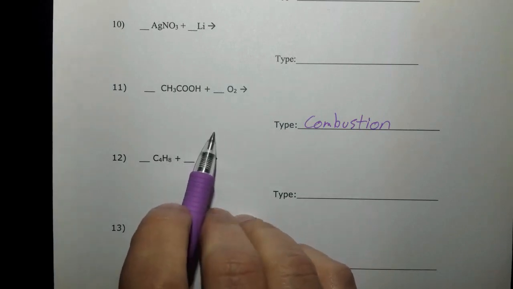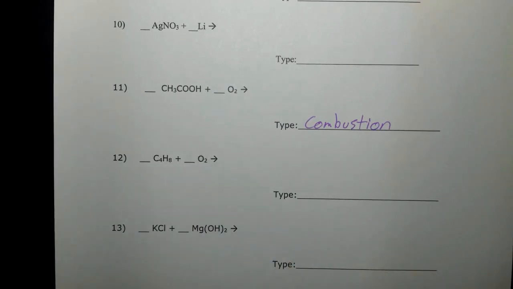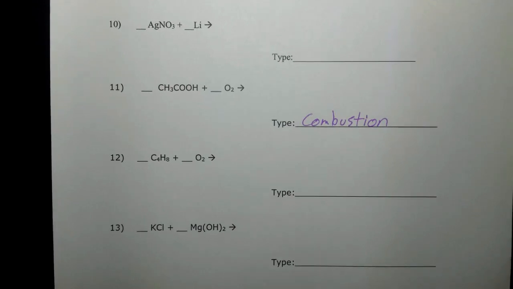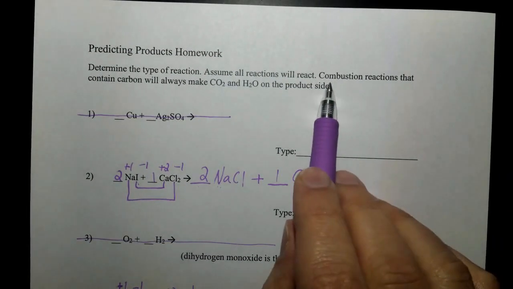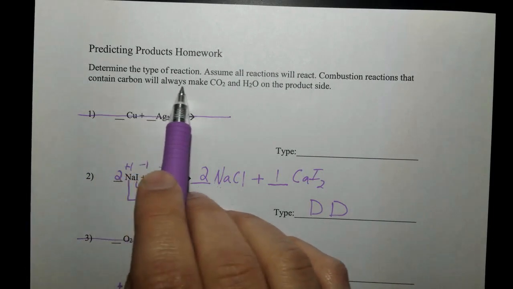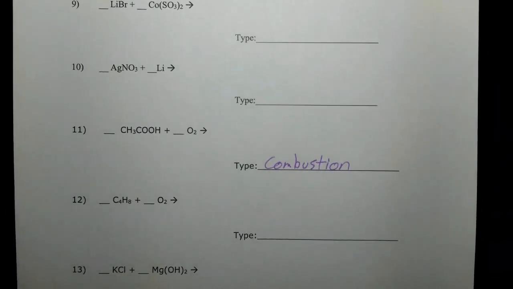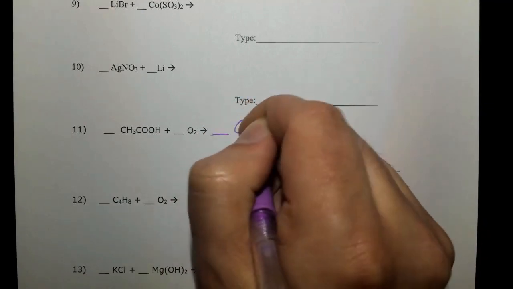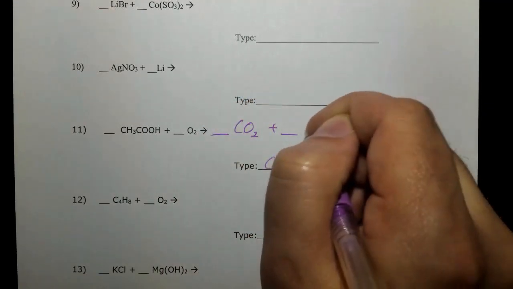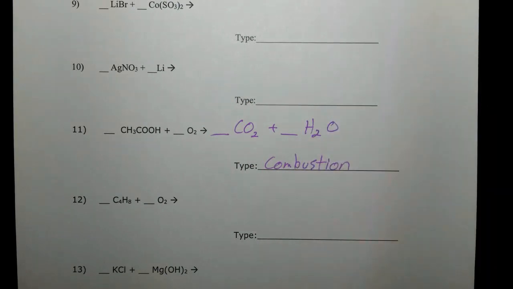Now, there's a rule, we kind of mentioned it in the notes, and I said we'll talk about it in just a moment, a couple of days later, don't worry about the rule right now. But now that rule is going to become important, and that rule is also here on the front. Combustion reactions that contain carbon will always make CO2 and H2O on the product side. So we don't have to worry about charges and matching things up for this one. Our products are going to be CO2 and H2O, and that makes finding that really easy. But we will have to still go back and balance it.